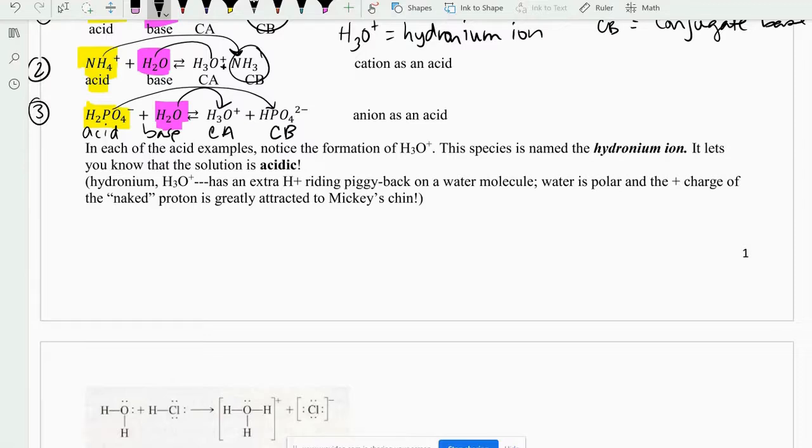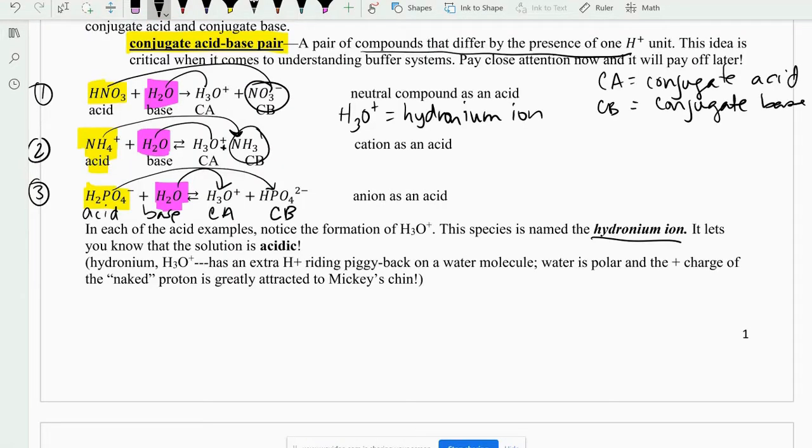So in each of these examples, notice how we form that hydronium ion I keep talking about. In all of these cases, you will notice that each of these reactions produced the hydronium ion. And really all that is, is a water molecule picking up an extra H+, okay? And remember that highly electronegative oxygen atom in the water molecule has an affinity towards the positive proton to form H3O+.